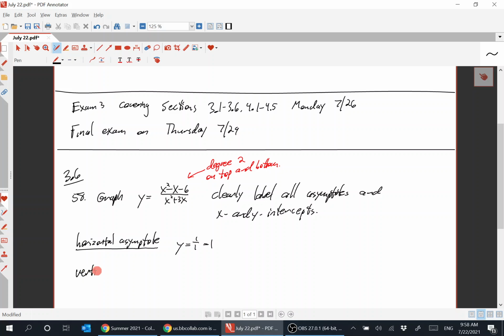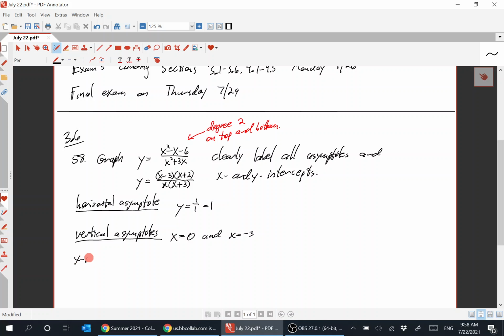So vertical asymptotes, well, first of all, we need to factor this in order to determine that part. So this is x minus 3 times x plus 2 on the top, and x times x plus 3 on the bottom. So the vertical asymptotes are where the bottom is equal to 0, which is x equal to 0 and x equal to minus 3. That's where the bottom of that fraction is equal to 0. X-intercepts, that's where the top of the fraction is equal to 0, so that's at 3 and minus 2.